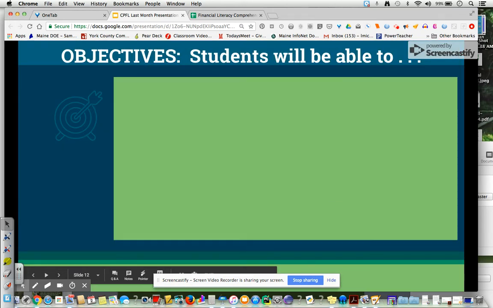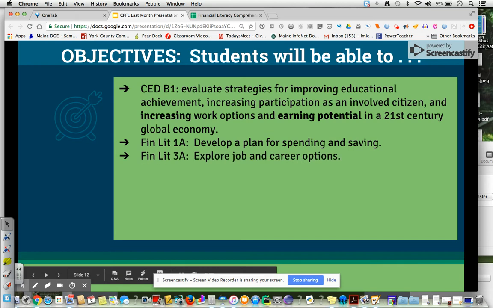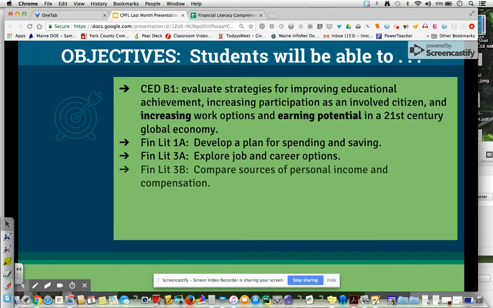And so your learning targets are: students will be able to develop a plan for spending and saving, explore job and career options, compare sources of personal income and compensation, analyze factors that affect net income.